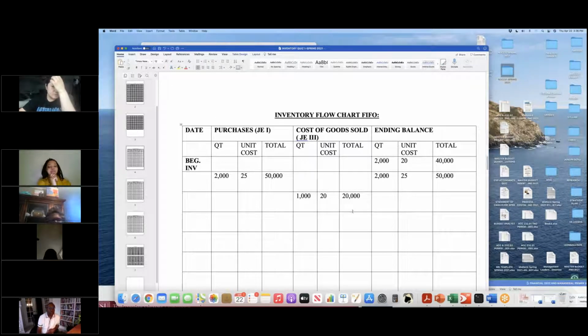Okay, so picking up on this first sale, we sell 1,000 at 20. So after this sale, we have 1,000 left at 20, so that's $20,000. And we still have the 2,000 at 25.